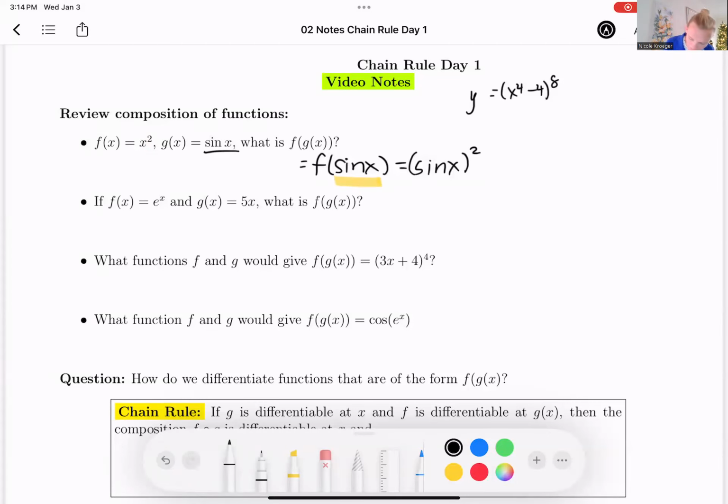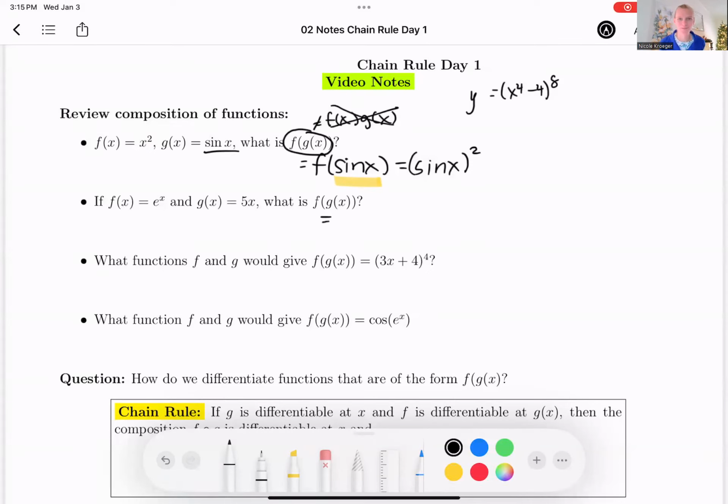Okay, we notice that this notation is f of g of x. That is not f of x times g of x. These are not the same thing. So notice that f of g, the notation that I used here, does not have an extra x in there. So this is a composition that we were just working with.